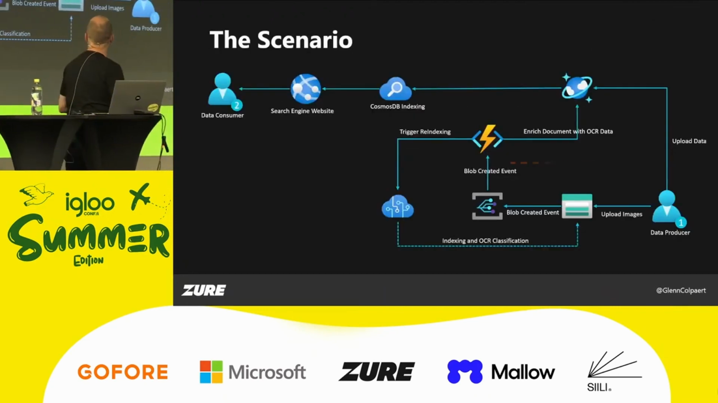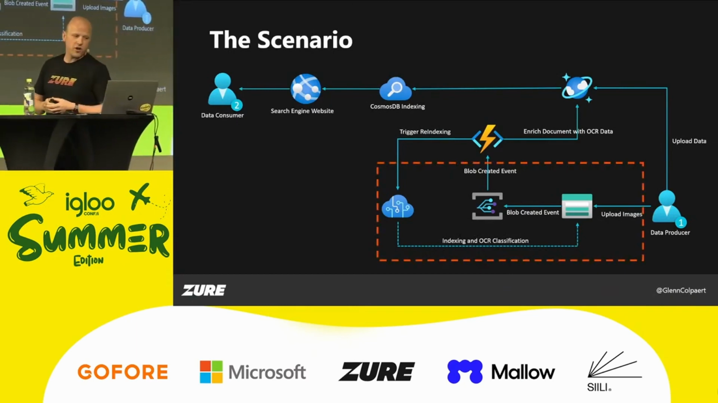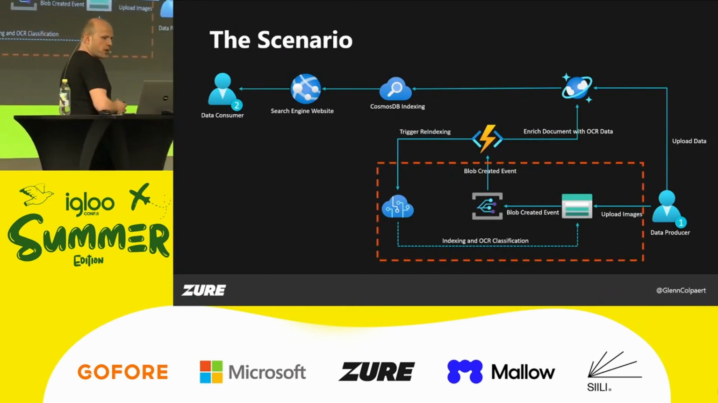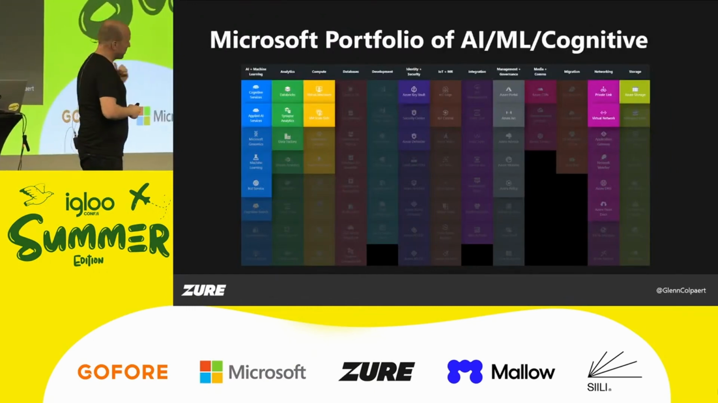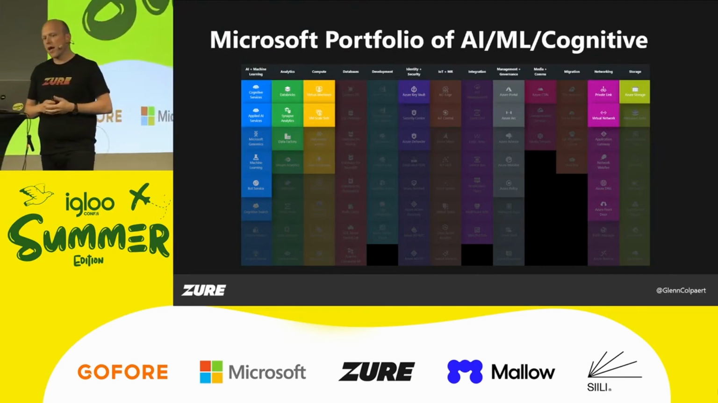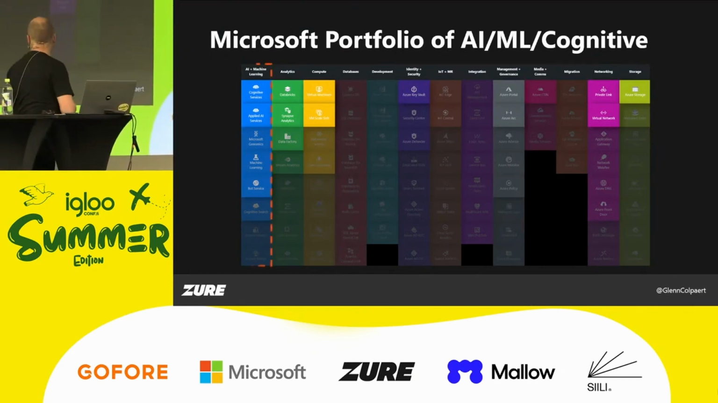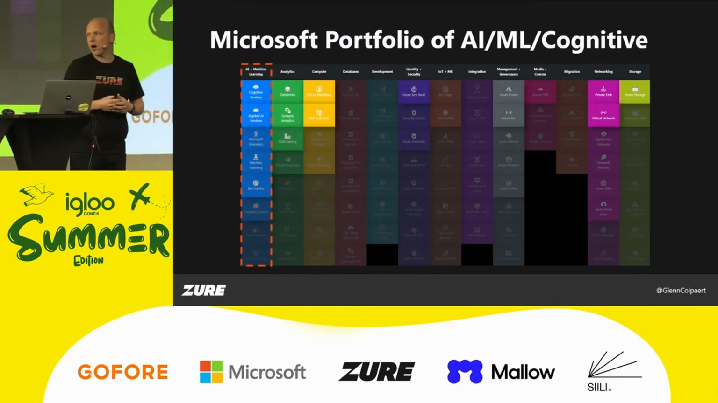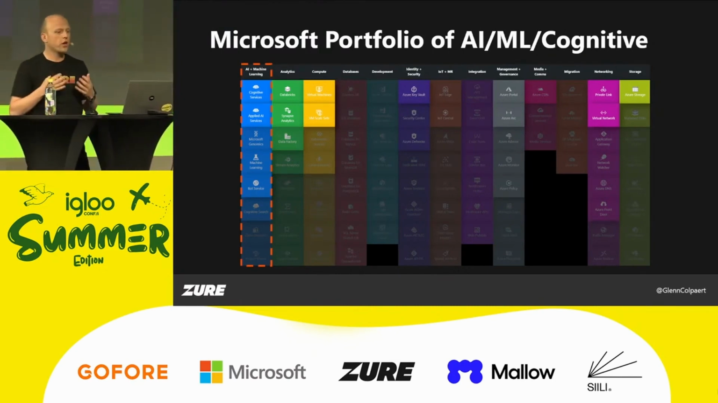We're in this part where we upload the data, do OCR classification, and then do the indexing of cognitive search. You've seen the slide yesterday from Zachary. And in this talk, we're going to cover the portion here on the left-hand side. We will cover the part where we talk about cognitive services, cognitive search, and so on.